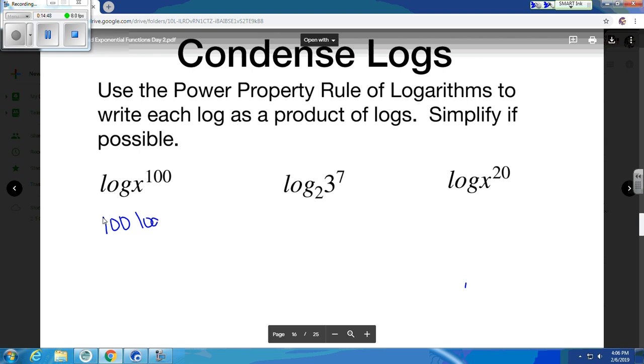100 log x. 7 times log base 2 of 3, and 20 log x. There is no number I can take 2 to the power of to get 3, so I did not simplify that.